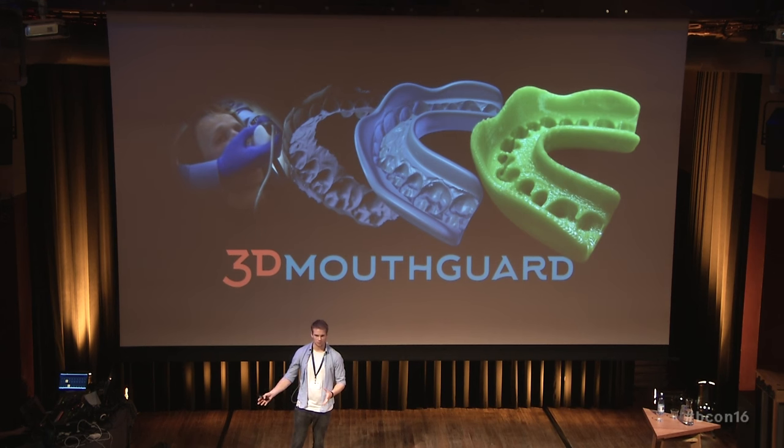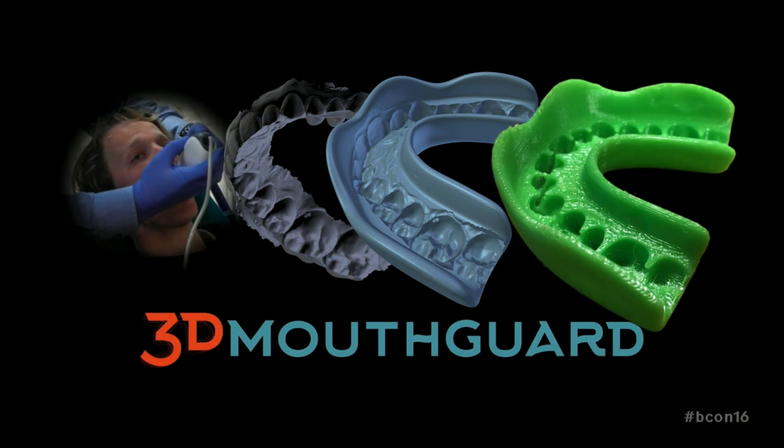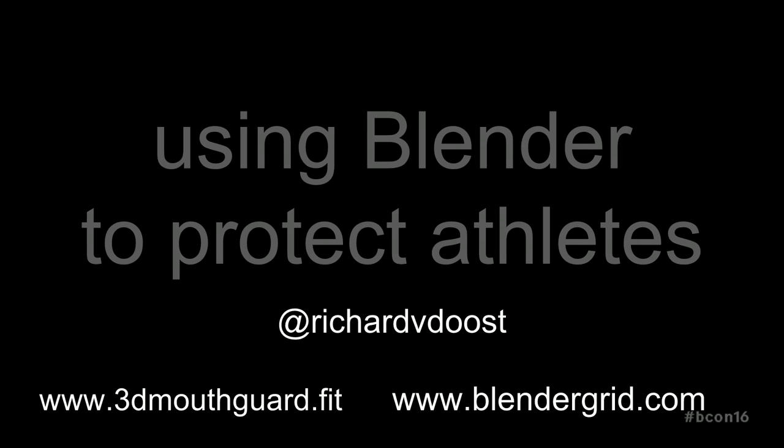So there's the whole process. We start with a scan, scanning the athlete, getting it into Blender, using a generic model to cut out the scan, and using the sculpting tools in Blender to make it smooth and printable, and finally sending it out to a printer and getting it printed. That's how we use Blender to protect athletes.